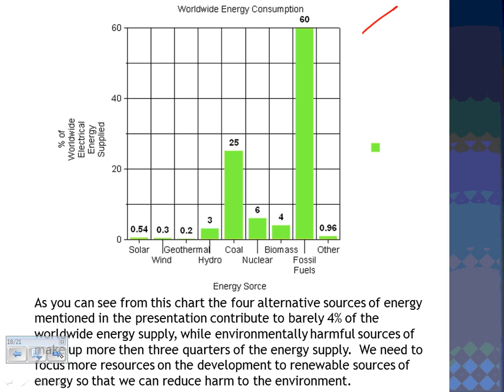This chart shows the worldwide energy consumption. As you can see by the chart, more than 85% is taken up by harmful and non-renewable sources of energy, such as fossil fuels and coal, while only a small portion of the world's energy supply, numbering about 4%, is represented by the renewable and safe energy sources described in this presentation.